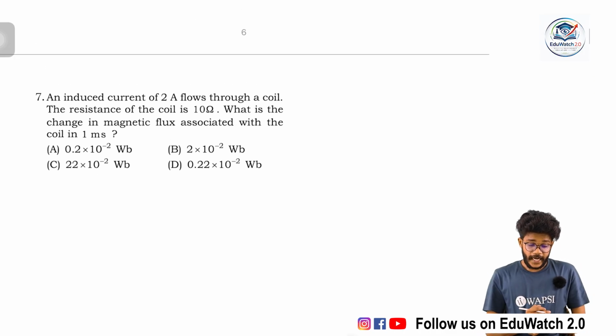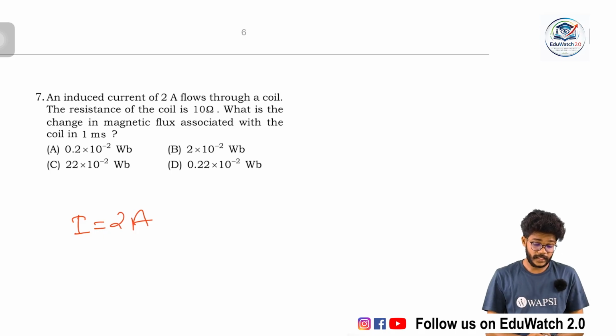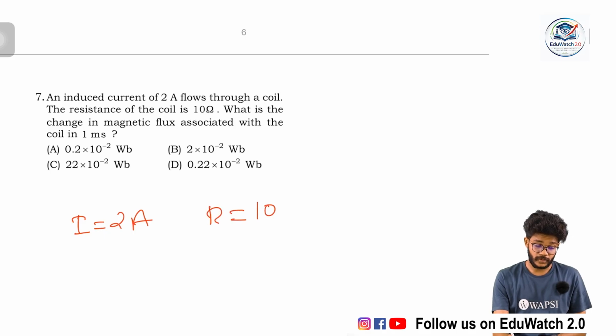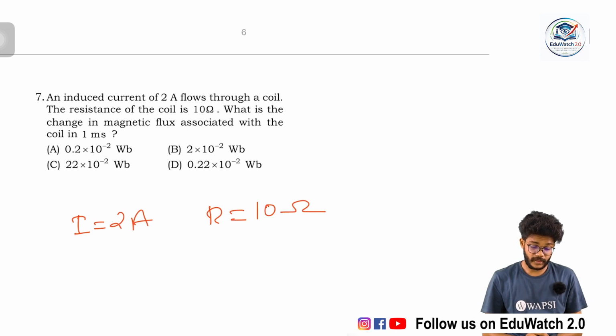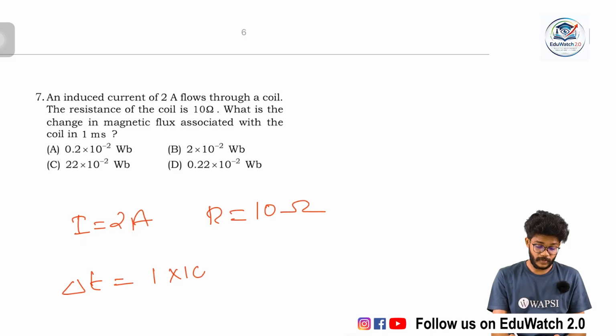An induced current of 2 ampere, so I is equal to 2 ampere, flows through a coil. The resistance of the coil is 10 ohm, so R is equal to 10 ohm. What is the change in magnetic flux associated with the coil in 1 millisecond? That means there is a change in time. We have to calculate the change in flux in that time. The change in time delta T is 1 millisecond, that means 1 into 10 raised to minus 3 seconds.